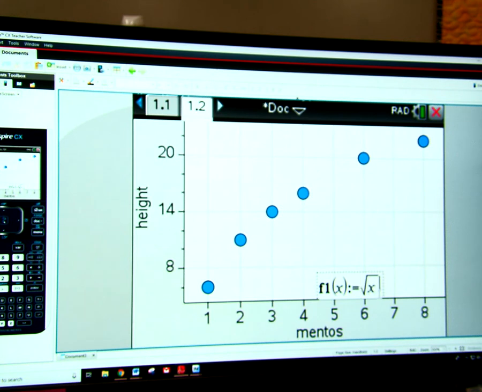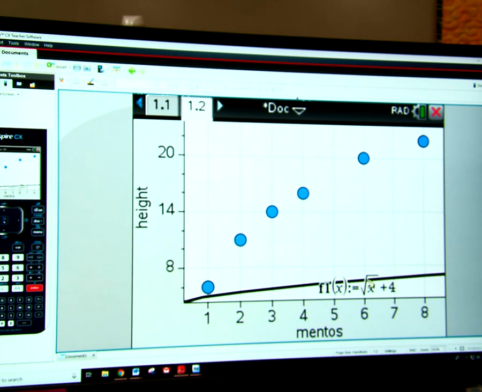I can add an A or I can add a K. Which one do you want me to add? A K. So what am I going to add? Plus 4? Yep. Now I can see it. Is this a really good representation of this data? Not even close, right? Okay.